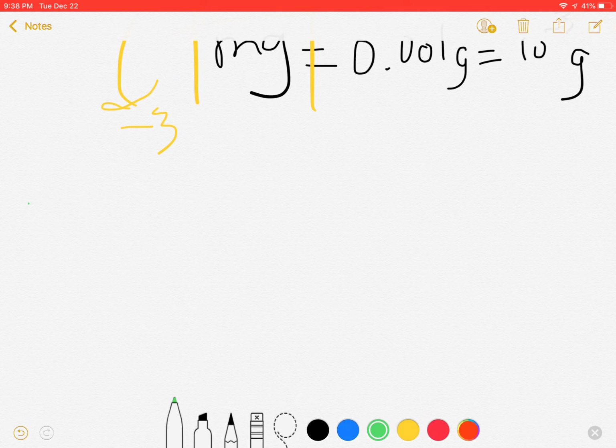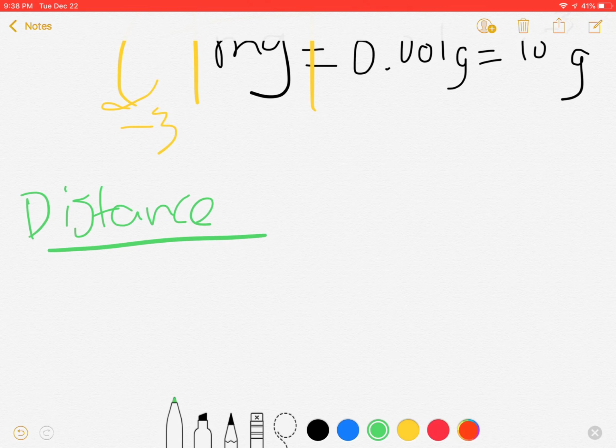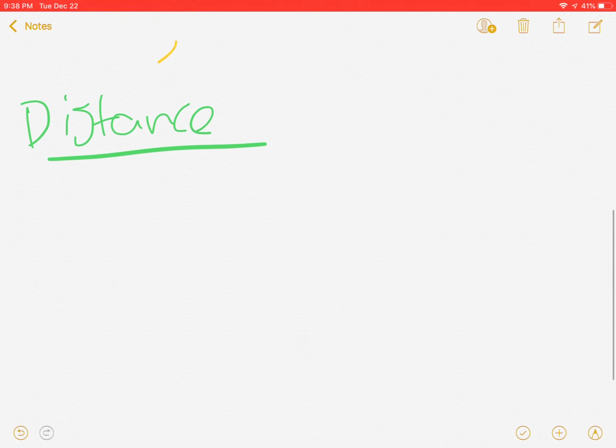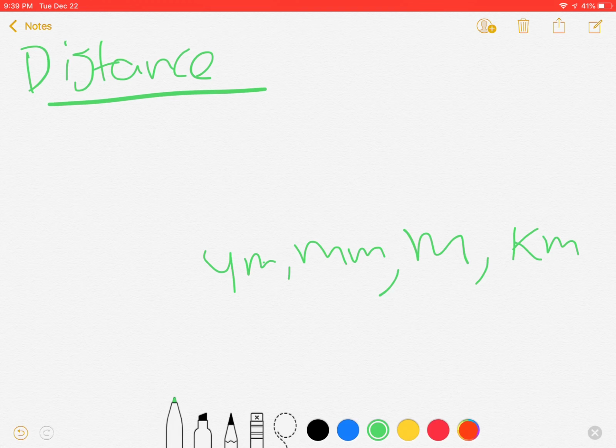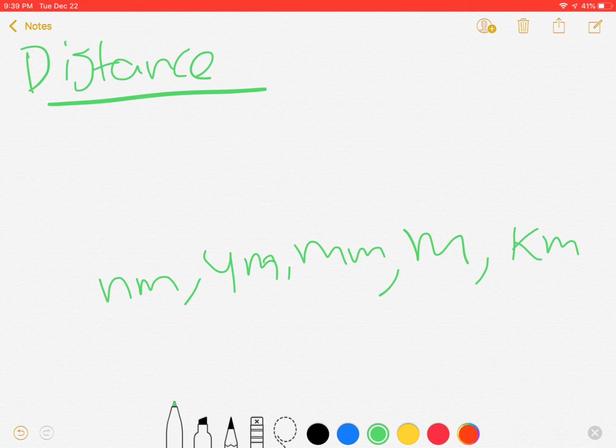So moving ahead, let's go on to distance. Now, the big unit that you use in distance is the meter. After the meter comes the kilometer. Right before the meter comes the millimeter. Right before that comes the micrometer. And then before that comes the nanometer.